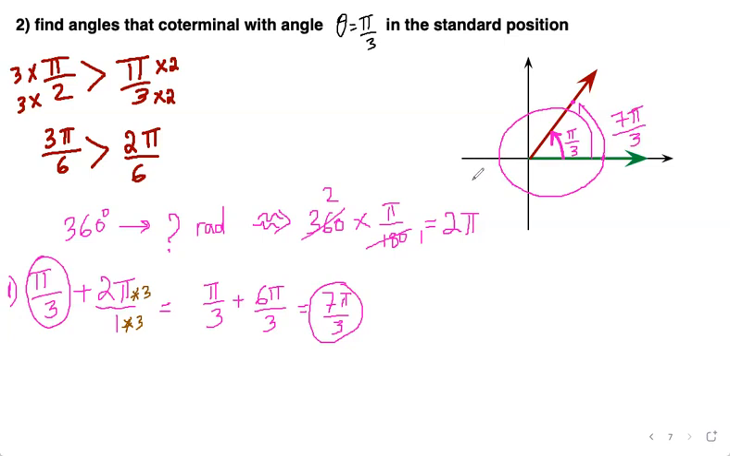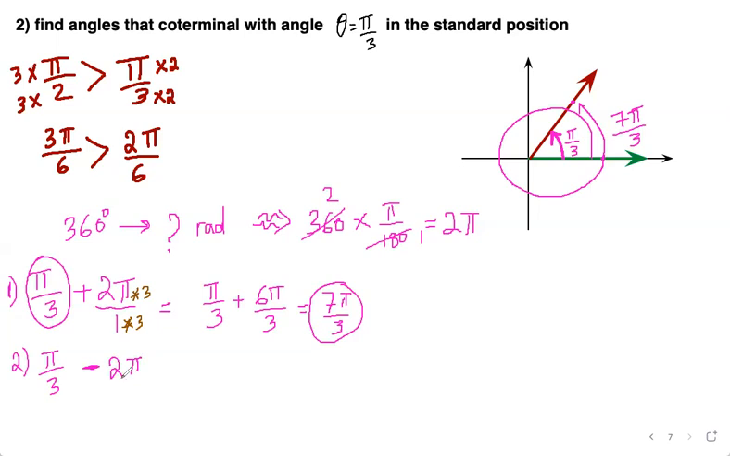Any question so far? Any question for this? Okay, no questions. So for the second, if I want to find another coterminal angle, I can subtract, not just add. I can add another 2 pi, or in this one, subtract 2 pi.